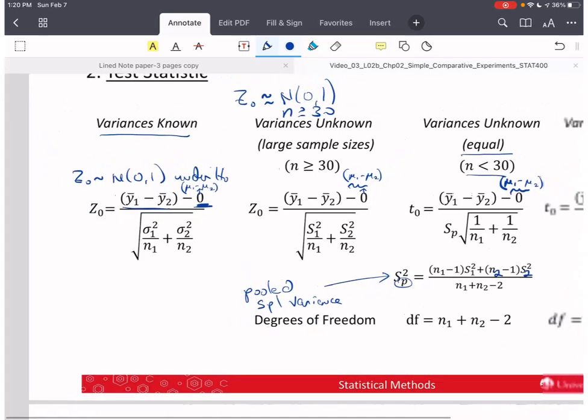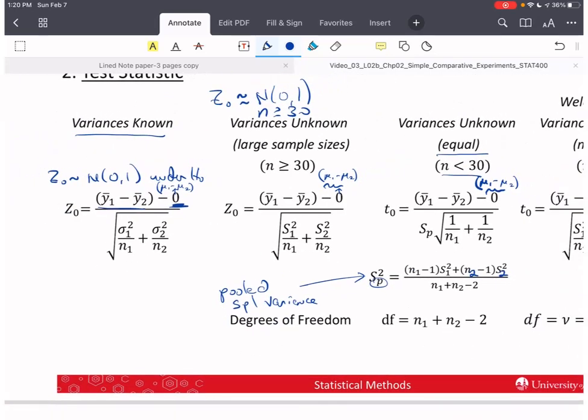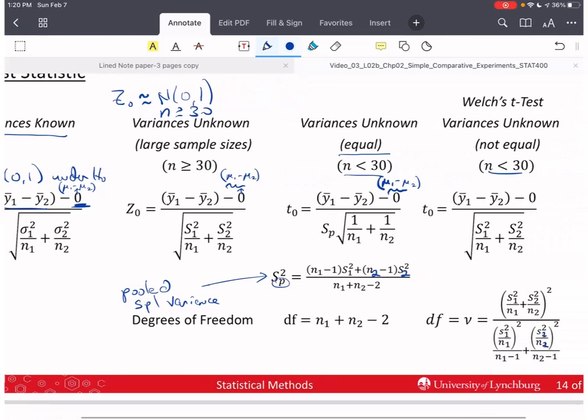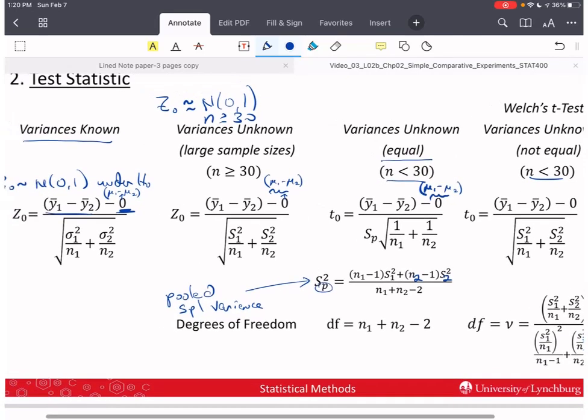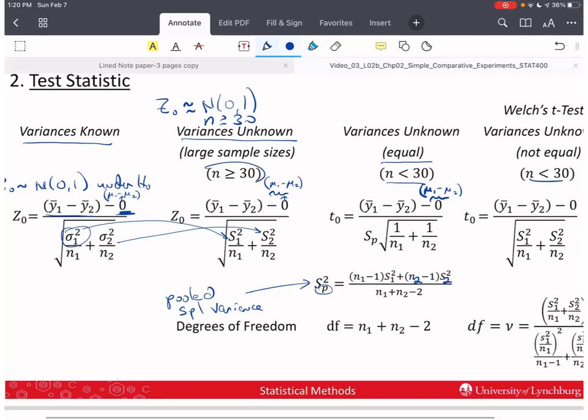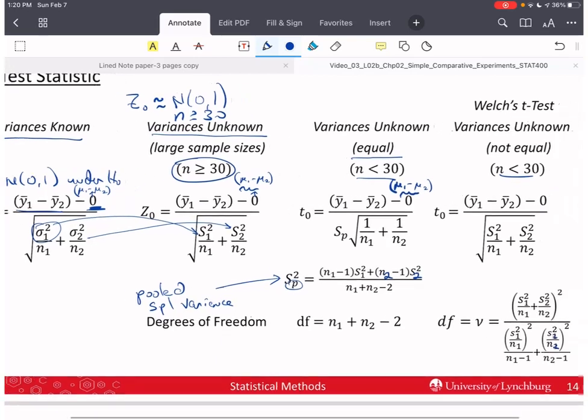Okay? So these test statistics, under the null hypothesis, should all be near 0. So the further away they are from 0, the more likely it is that the alternative, or H1, is true. Okay? So here we don't know the variances, so all we've done is we've substituted in S1 squared for sigma 1 squared and S2 squared for sigma 2 squared. Okay? So that works when n is large enough. The larger n is, the better that is.